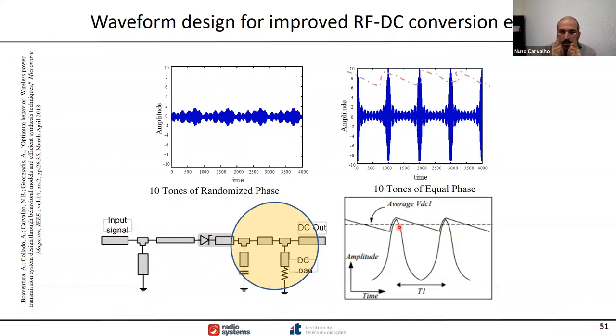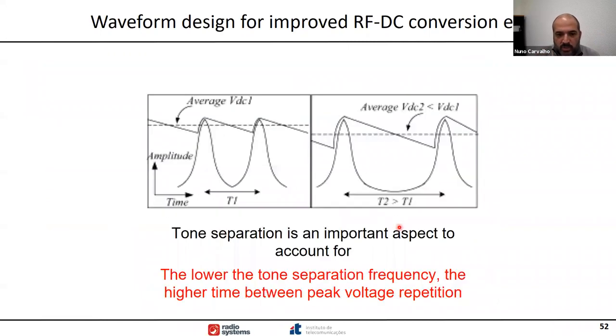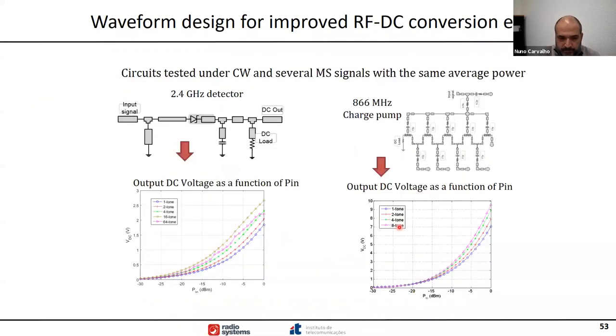So you want to increase the tone spacing, but if you increase it a lot, then your input matching network will start to have a bandwidth problem. So this is a compromise between the output matching network and the input matching network. As I said here, the tone separation is very important, and the lower the tone spacing frequency, the higher the time between peaks, and vice versa.